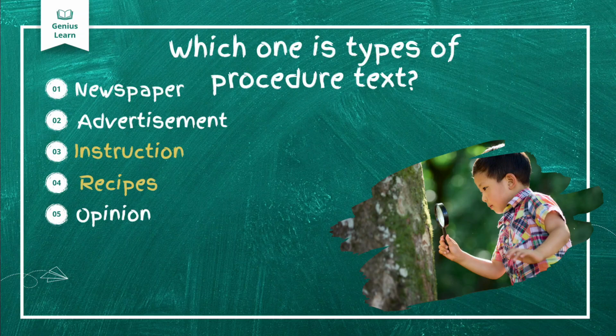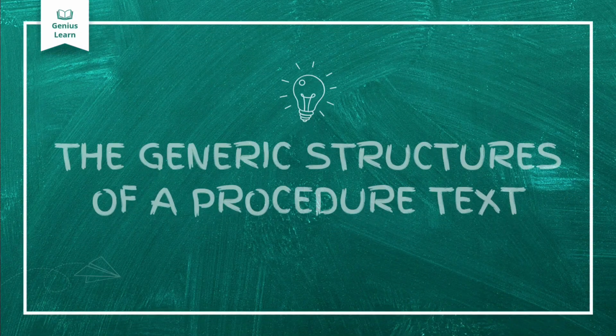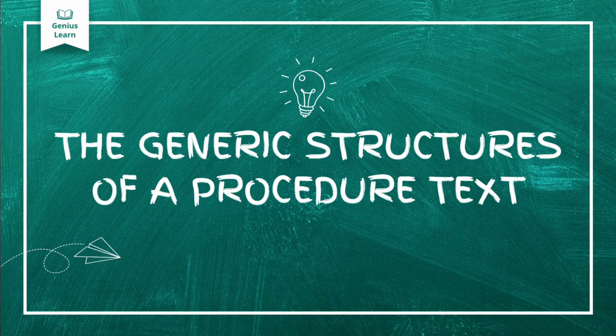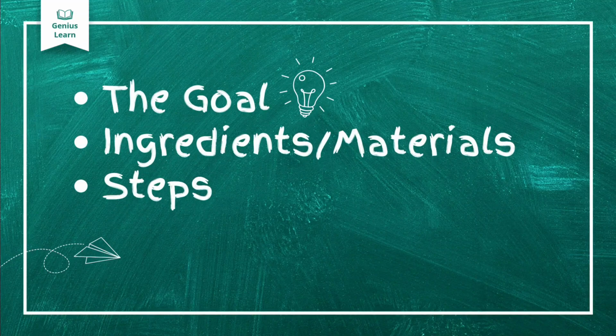So let's proceed. In a procedure text, there are also the generic structures that build the procedure text. So in a procedure text, there are 3 main generic structures. The first one is the goal, second is ingredients and materials, the last one is the steps.